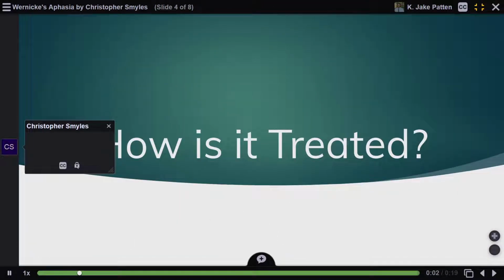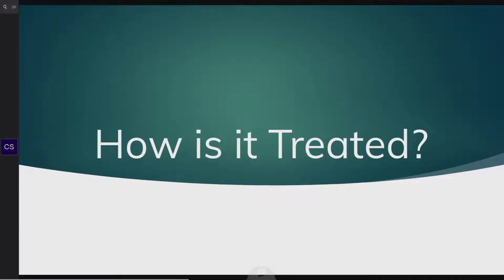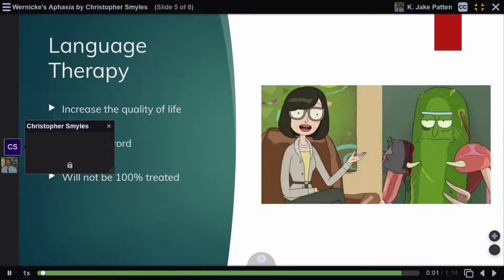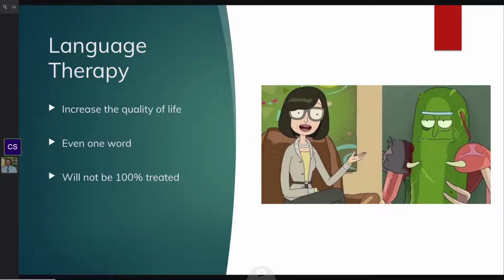Okay, so how is it treated? What is the goal, pretty much? If you have someone come in to your office or clinic or whatever, and they have Wernicke's aphasia, after you take a speech sample or you realize that it is, what are you supposed to do? So when you have a patient with Wernicke's aphasia, and you go through certain speech therapies, language therapies, you want to just pretty much increase their quality of life in any way you can.